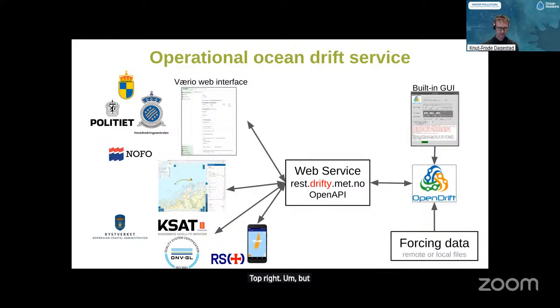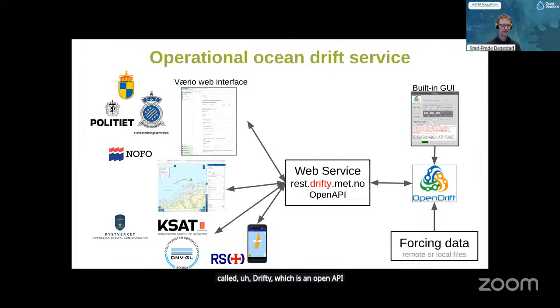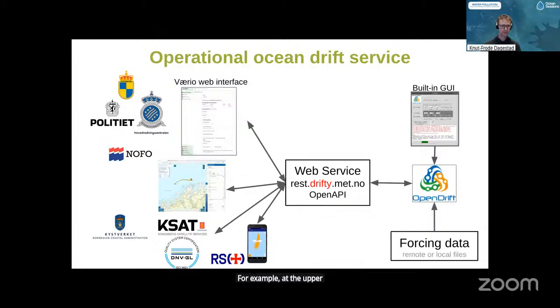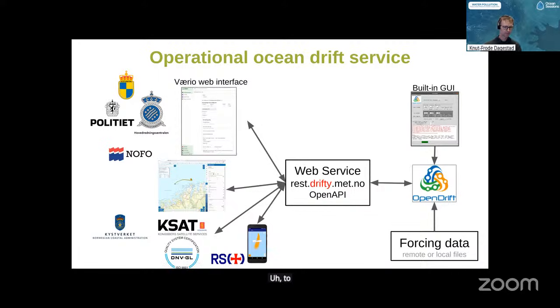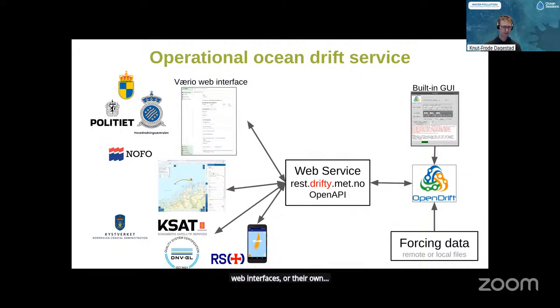But in the center of this slide, you see we have made a web service around this setup called Drifty, which is an open API machine interface. That's a web service, so that on top of this, you can make different types of user interfaces. For example, at the upper left, it's called Vario. That's the web interface that we have made for our own users, and it's also used by our internal meteorologists to help their service. But some of the users, for example the coastal administration or the oil companies, have their own web interfaces or their own GIS tools.